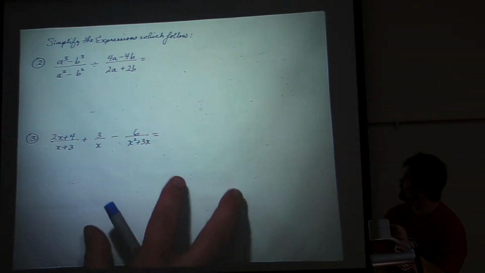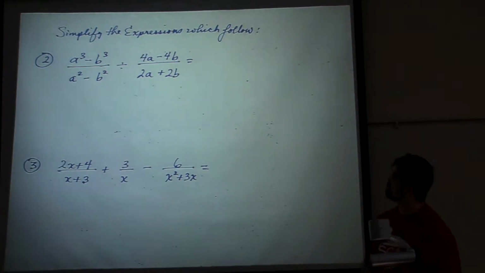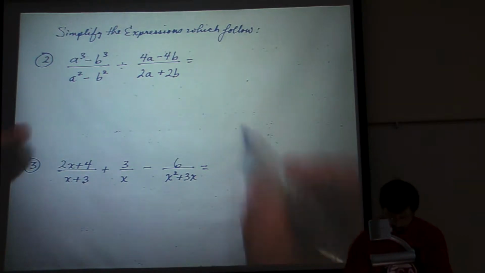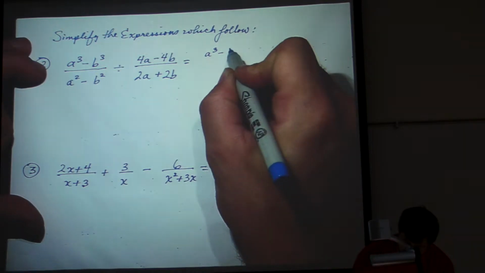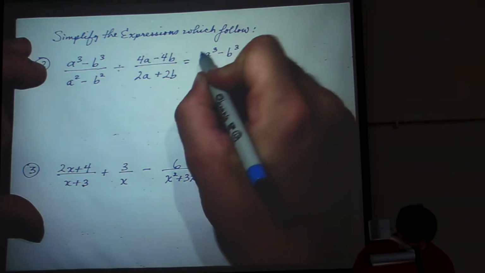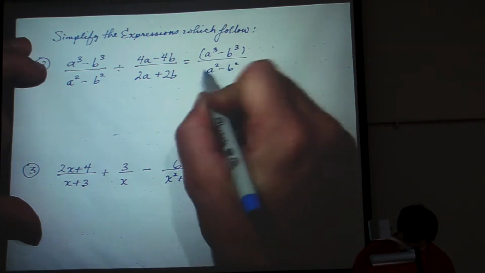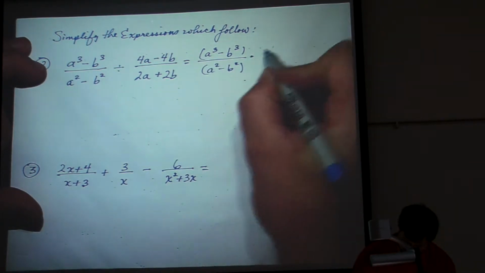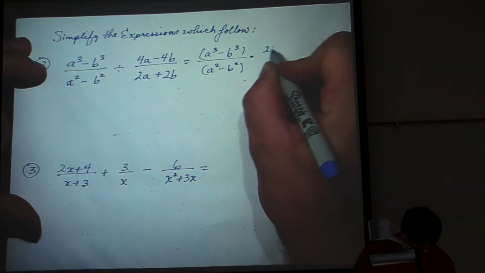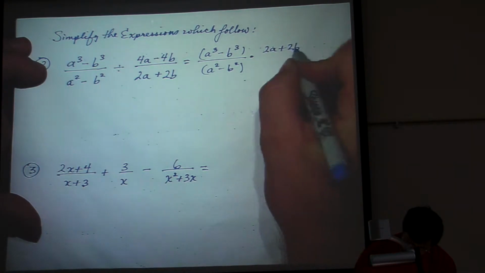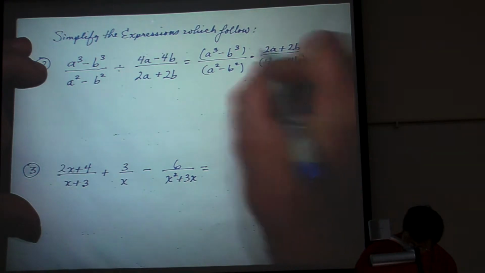It's got the division in there. So maybe the first thing we want to do on this one is change that division to multiplication. So let me do that. I have a cubed minus b cubed. That won't change. I have a squared minus b squared. That won't change. But this, if I'm gonna divide, I'm gonna multiply by the reciprocal. So this is going to become 2a plus 2b on top, and 4a minus 4b on the bottom.